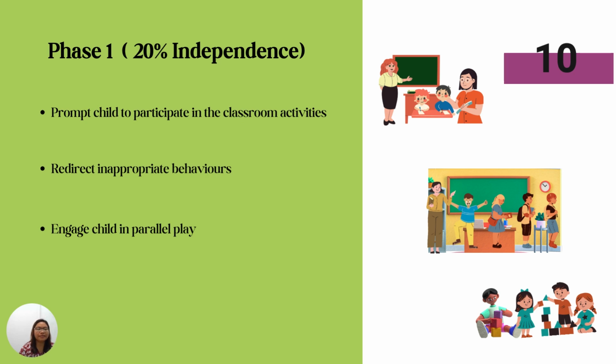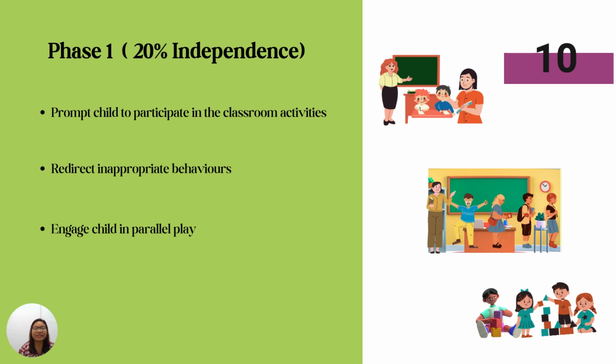In phase one, the school shadow prompts the child to participate in classroom activities, redirect inappropriate behaviors, and engage in parallel play. Generally, in this phase, the school shadow will provide prompts 80% of the time, if needed, in all given opportunities throughout the day. Previously learned skills will likely be independent in this environment.